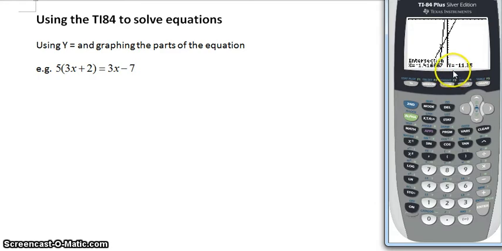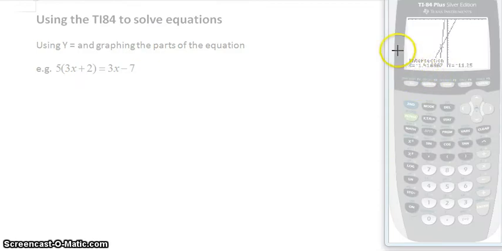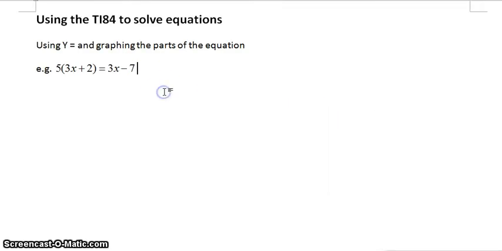So clearly when we're solving an equation, we just want the x value. What we're looking at is that the intersection is right there.